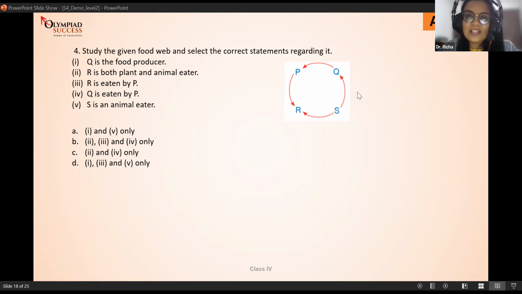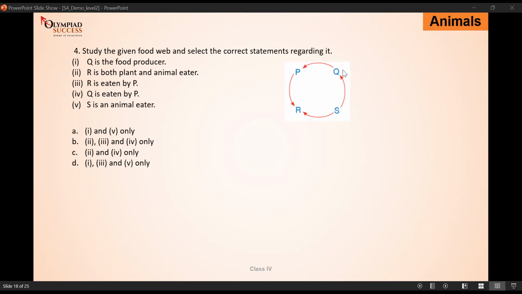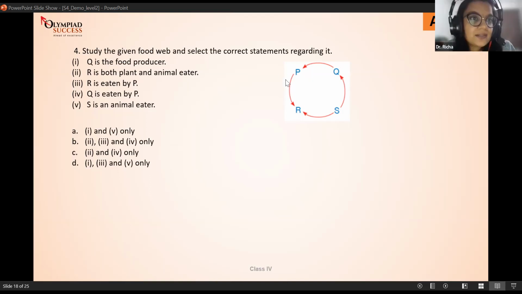I'll just quickly tell you. Suppose my arrow is here, as you can see. The tail of the arrow is towards Q. That means Q is the one which is being eaten. And the head of the arrow is pointing towards P. That means P is the one eating Q. Okay, ma'am. So Q is the prey and P is the predator.